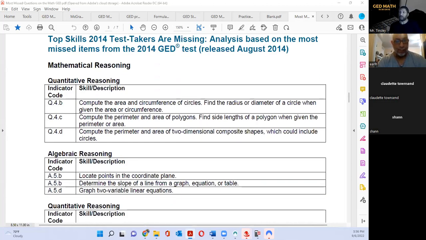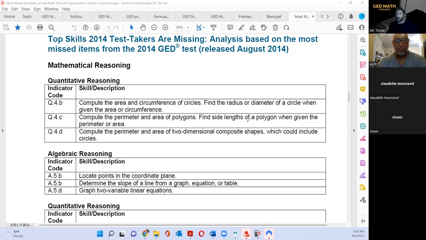So here in this first section, now this is again, you can't find this PDF anywhere anymore. I don't know why, but this is a list of the most missed questions on the GED exam, the types of questions. So if you look at this first part, it says compute the area and circumference of circles. Okay, well, that's what everybody does in their adult education class. Everybody does that. A equals pi r squared, circumference equals 2 pi r or pi times d.